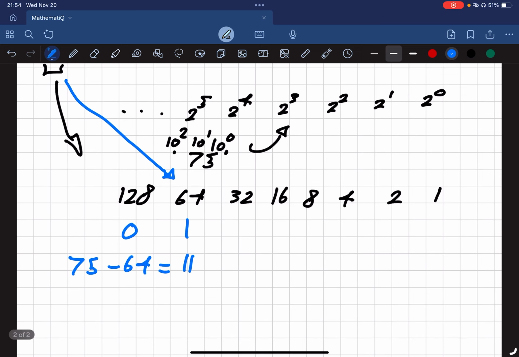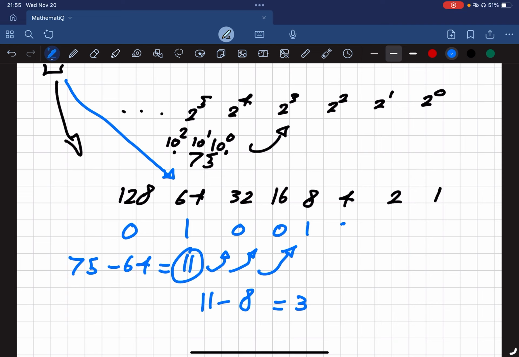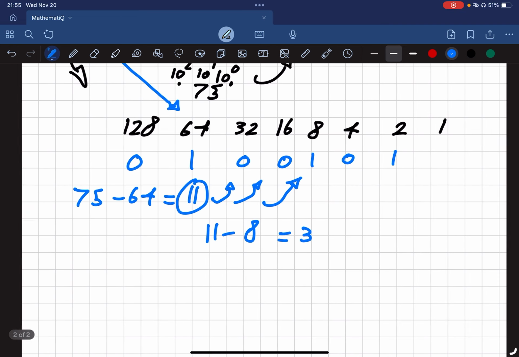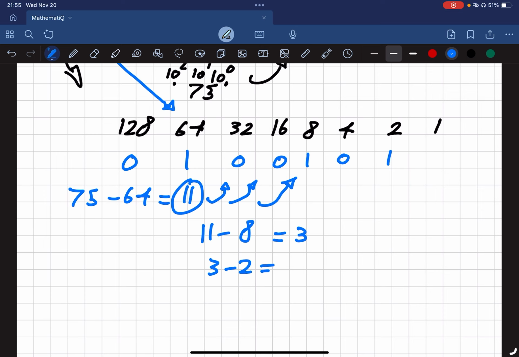So we go on, comparing 11 to the remaining numbers. Now we compare 11 with 32. Does it fit? No. Does it fit into 16? No. Does it fit into 8? Yes, so we put a 1, and then 11 minus 8 is equal to 3. Then I'm just going to go on and fill out the rest. You have a 0 for the 4, and then you put a 1 into the 2 spot. 3 minus 2 is equal to 1. You're left with 1, so you put the 1 over there.